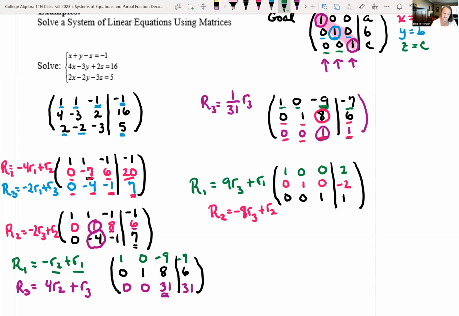We get in this case that our x value is 2, our y value is -2, and our z value is 1. So to write this as an ordered triple, we write it in the form x, y, z. So the first number is 2, comma, second number, which is -2, and the third number, which is 1.